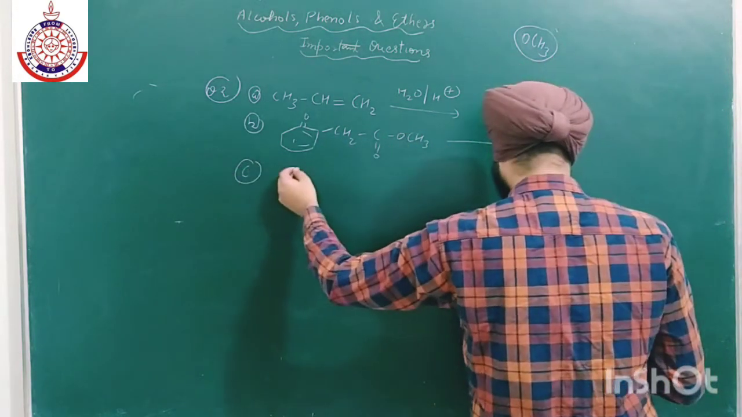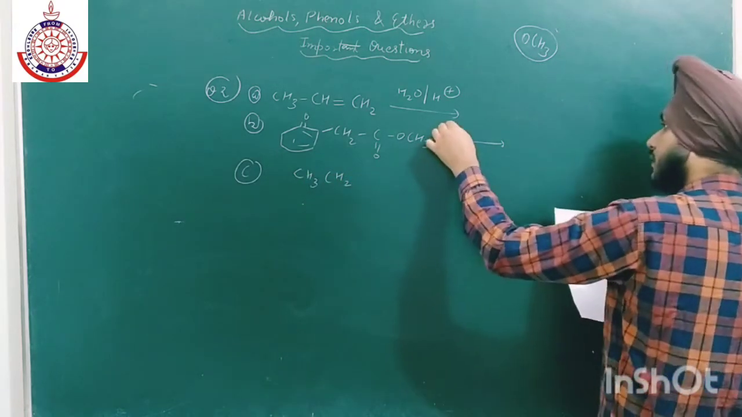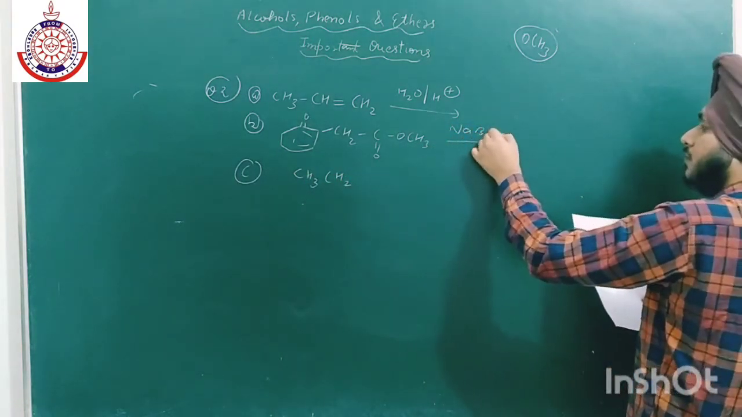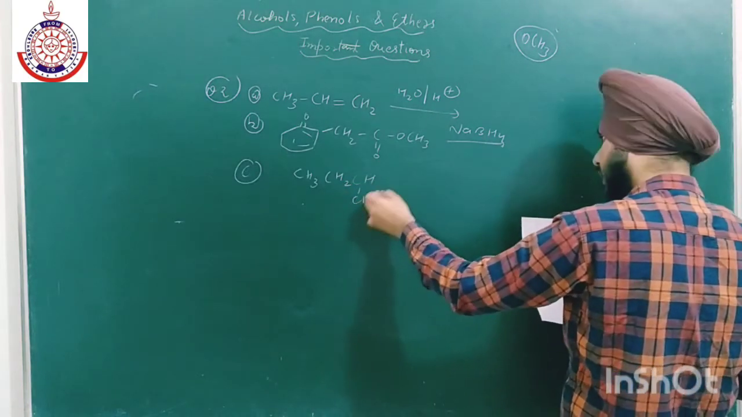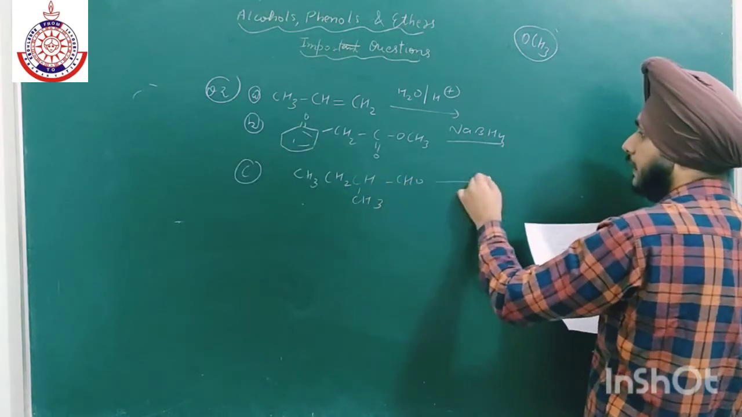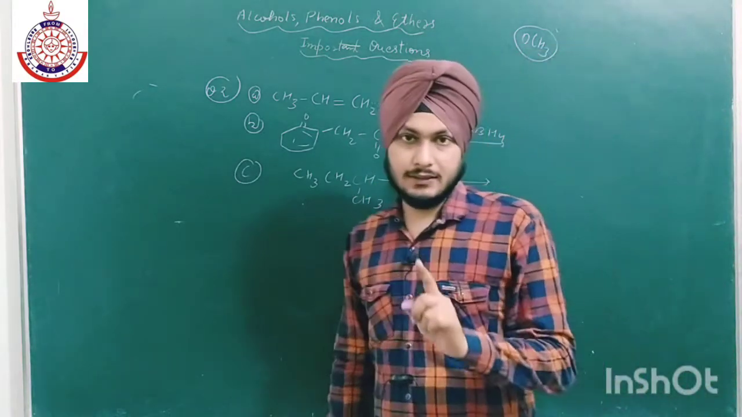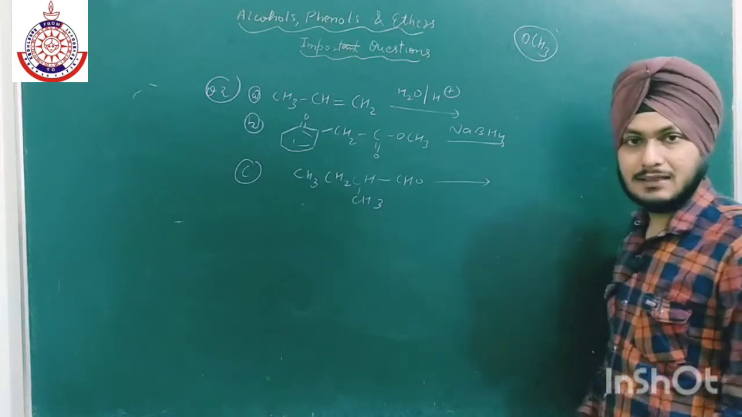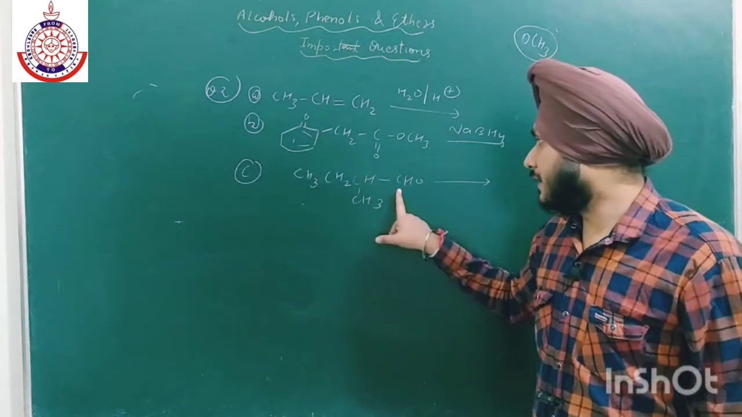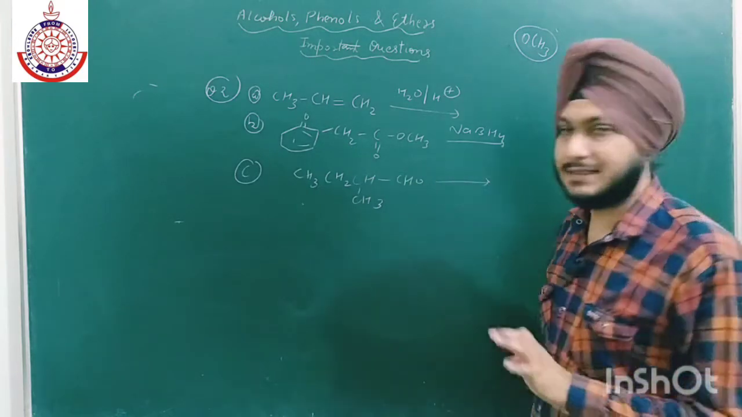The third is, and we have to react it with sodium borohydride. We all know that sodium borohydride is a reducing agent. Similarly here we have an aldehyde group. Now keep in mind that sodium borohydride can easily reduce ketone as well as aldehyde, but it will not reduce the ester group. It will remain as it is.